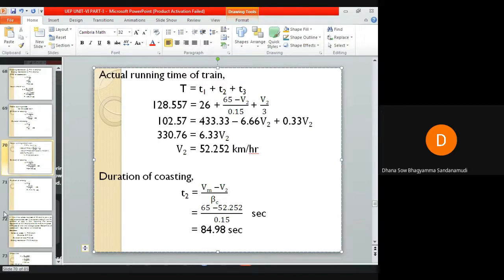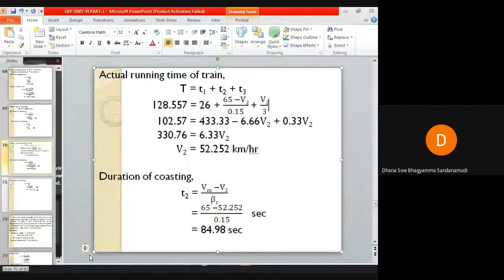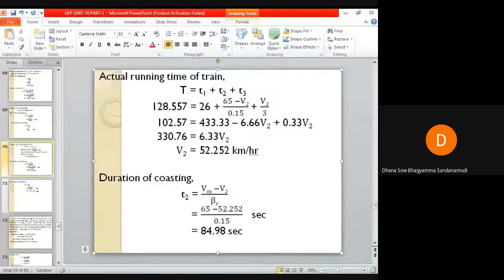Similarly, you can determine the duration of braking. Just complete this, and as soon as you complete, inform. You can even do it on your own, the braking period. That is nothing but V2 by beta. V2 is 52.252, beta is 3. So 52.252 by 3.